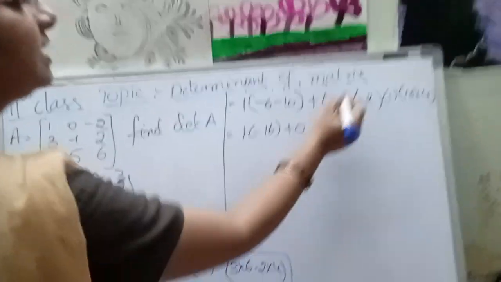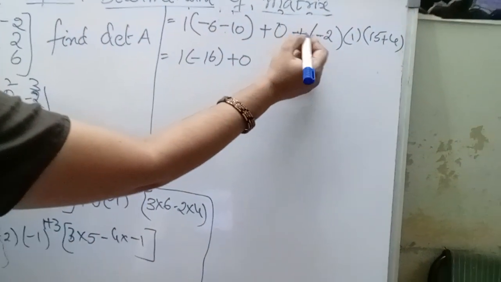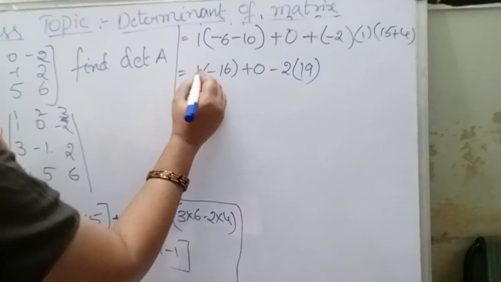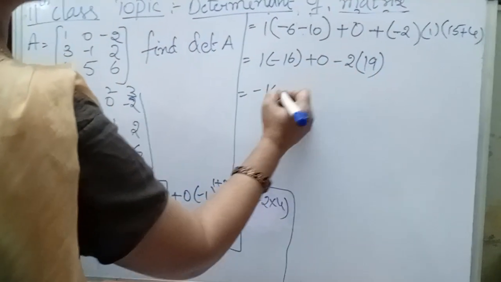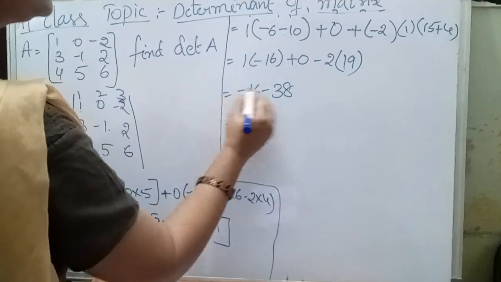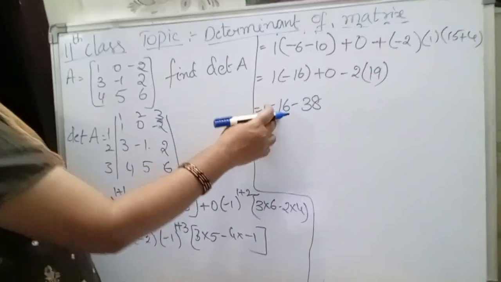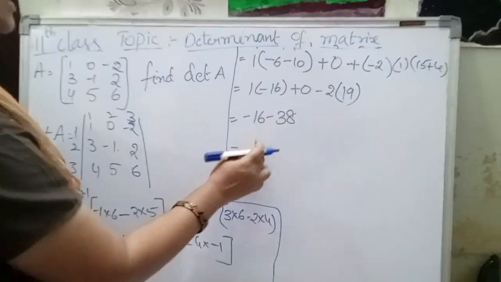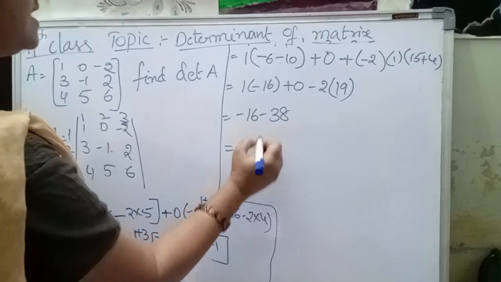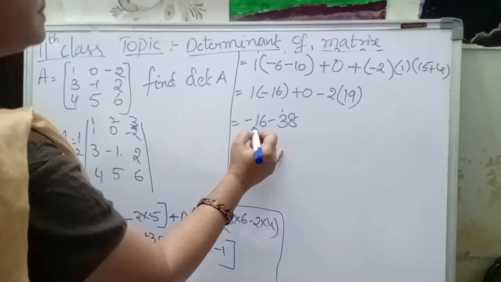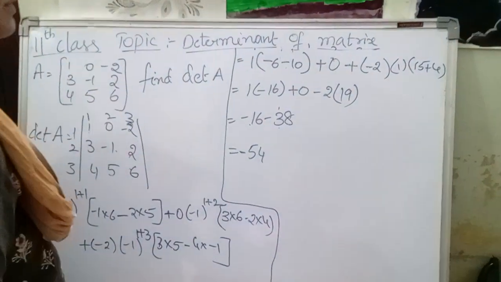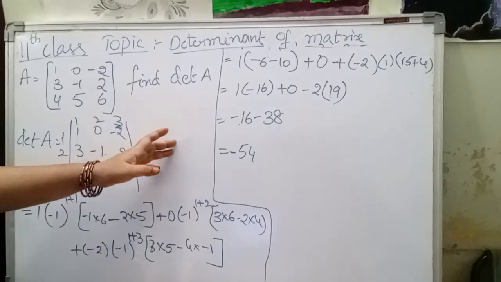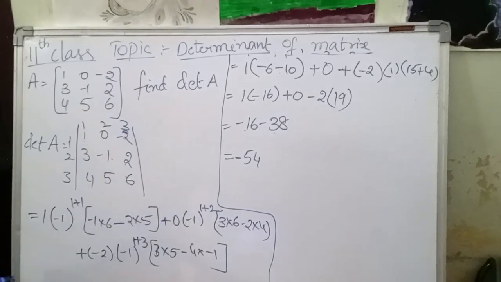This is plus 0. Then minus 2 into 15 plus 4, which is 19. That equals 1 into minus 16, which is minus 16, and this is minus 38. Here there are two negative values with the same sign, so we must add them and put a negative symbol. 16 plus 38 gives 54, so minus 54 is the determinant for the given matrix. In this way we can easily find the determinant of a matrix.